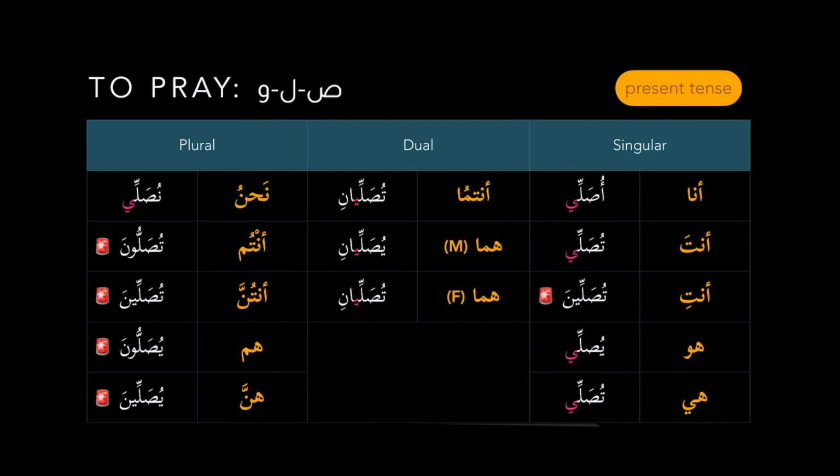The next thing that should jump out at you is that the final ya gets dropped in the enti, entum, entunna, hum, and hunna conjugations. And we've seen this happen before. This happened in Form 1 verbs. But let's take a close look at one of these to see what's going on under the hood that makes that final ya disappear in these particular conjugations.